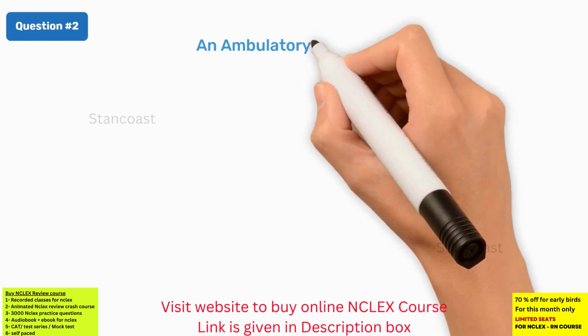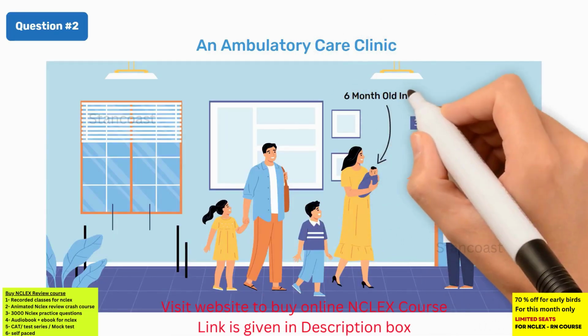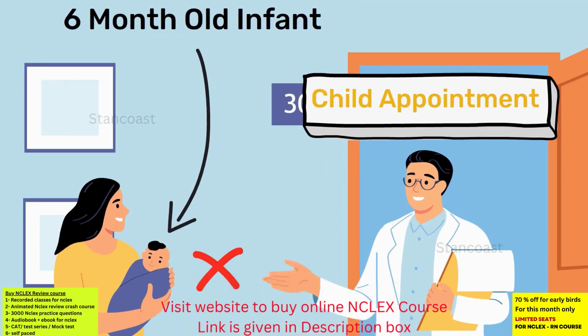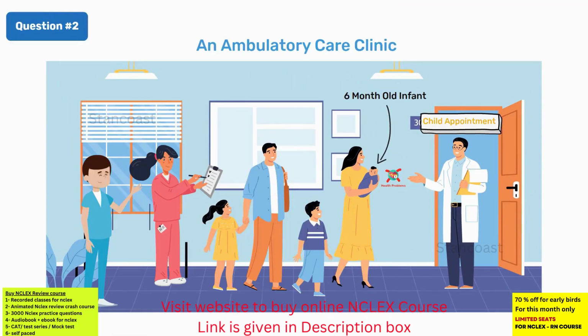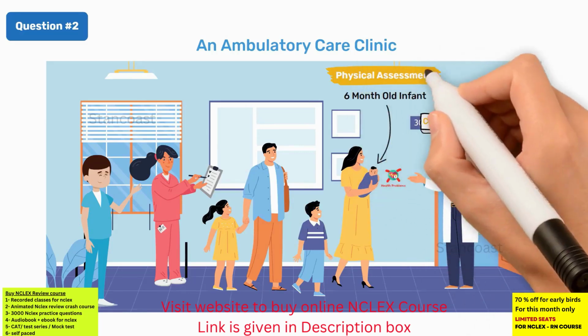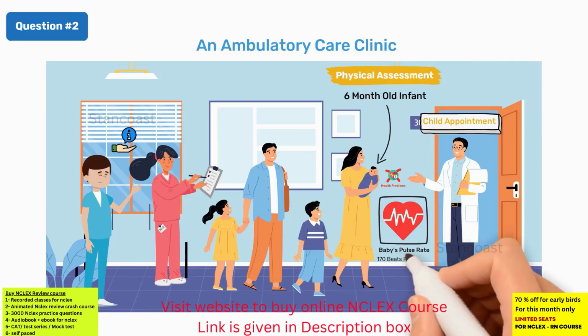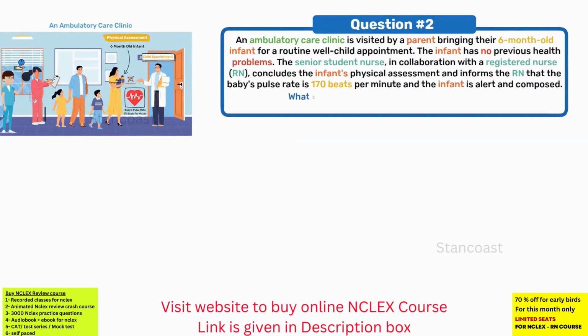An ambulatory care clinic is visited by a parent bringing their 6-month-old infant for a routine well-child appointment. The infant has no previous health problems. The senior student nurse, in collaboration with a registered nurse, RN, concludes the infant's physical assessment and informs the RN that the baby's pulse rate is 170 beats per minute and the infant is alert and composed. What should be the nurse's initial step in assessing the precision of this measurement?